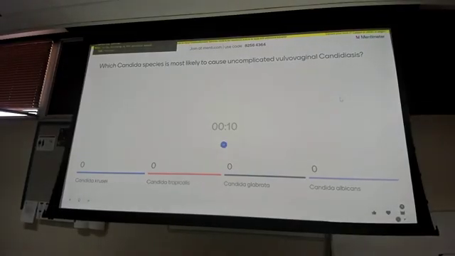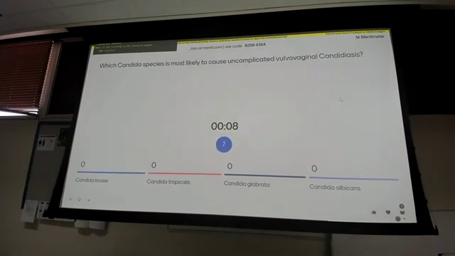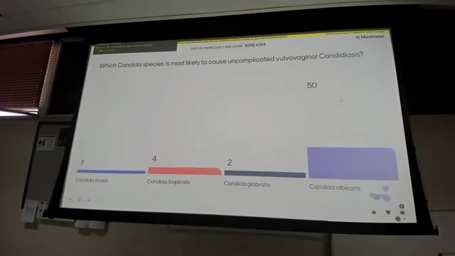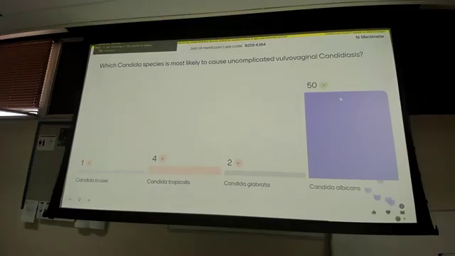Which Candida species is most likely to cause uncomplicated VVC? Alright, perfect, Candida albicans. And which Candida is inherently resistant to fluconazole?